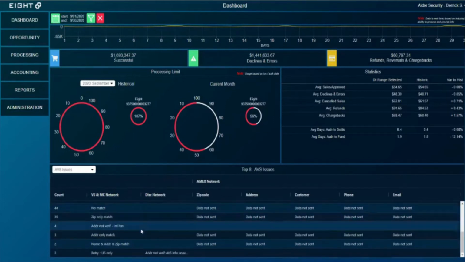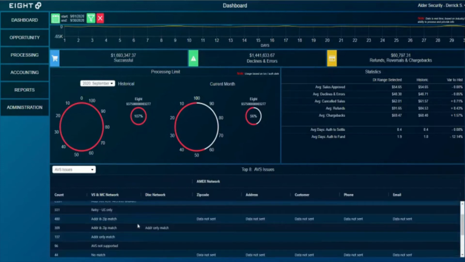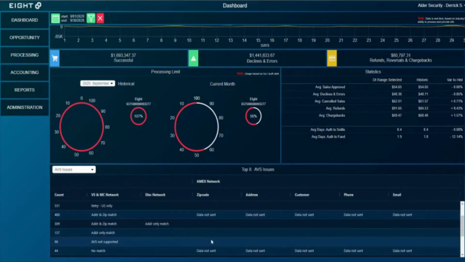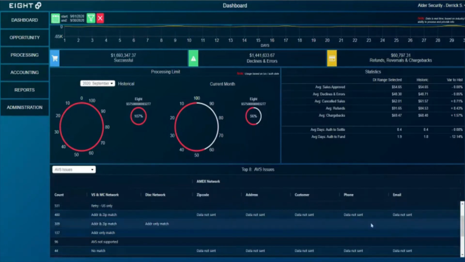Now, one of the coolest and most helpful parts to this is an American Express card, because the other three networks, Visa, MasterCard, and Discover, only do an address and zip code verification. American Express checks the zip code, the address, the customer name, the phone number, and the email tied to that transaction. This is some heavy fraud stuff in here.